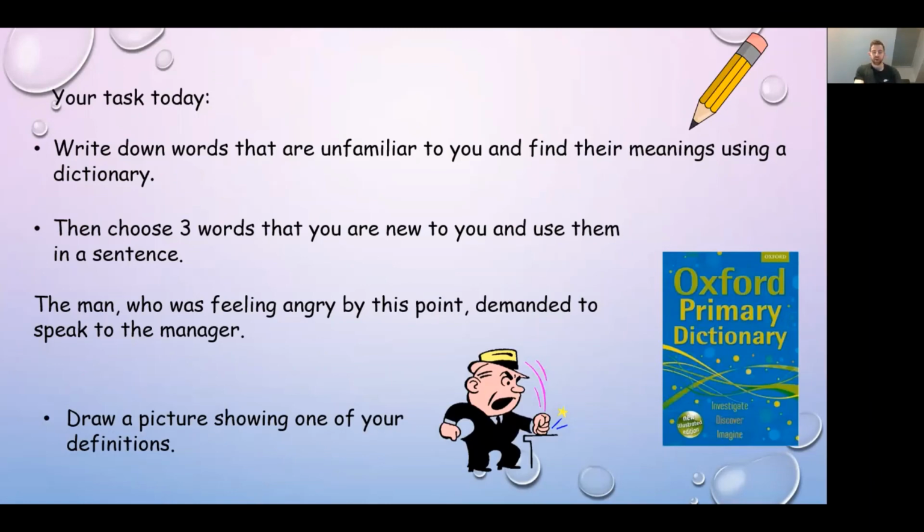So that draws our reading lesson to a close. Join me tomorrow, where we'll be embarking on the next part of our reading lesson, where we'll be focusing on that piece of text again, but with some retrieval questions where we're pulling the answers out of the text.